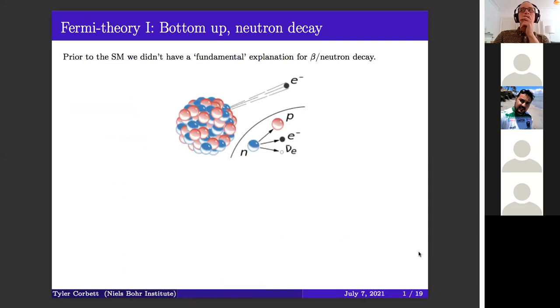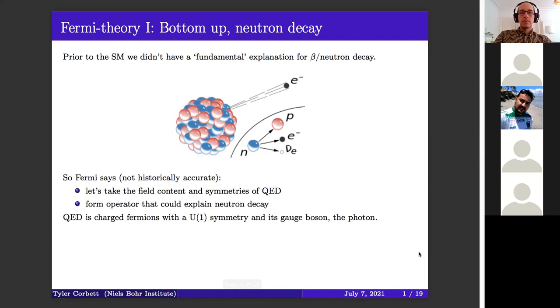So to start with, prior to the standard model, we didn't understand neutron decay or beta decay, where a nucleus is converted to some other nucleus and emits an electron and the hypothetical neutrino.